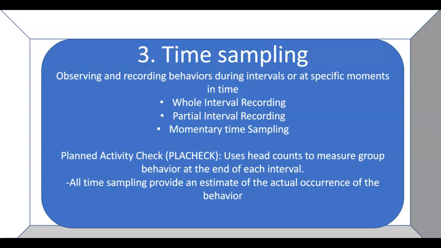Partial interval recording is, again, the same way. You have intervals of whatever, 10 seconds, 20 seconds, depending on the measurement, and you are recording if the behavior happens or not. If the behavior happens more than once, you're still going to check that it happens, regardless of how many times it happens. So you're only interested if it happens or not, regardless of the frequency. Again, this is a time sampling procedure used with behaviors that have a beginning and an end.